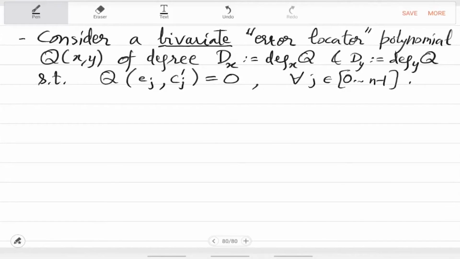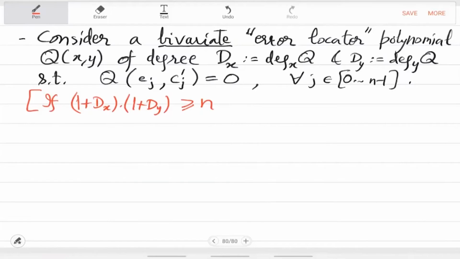Okay, so for what conditions on dx and dy will this q exist? That also we have to remember. It will not exist for every dx dy, right? So intuitively this q will exist only when dx and dy are sufficiently large. If one of these is very small, then this low degree q will not be able to fit all the points. So exactly the bound you get is this. As long as dx times dy, the product of these two, is at least n, q will exist.